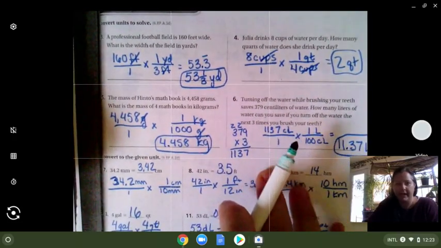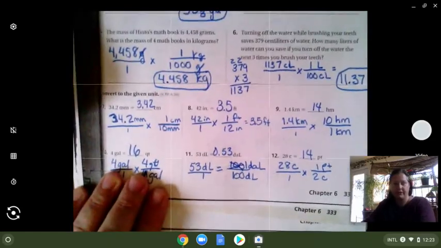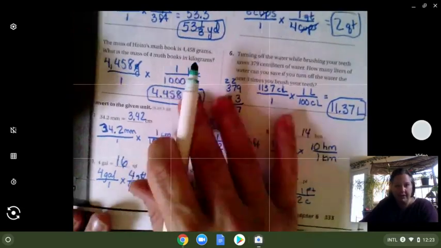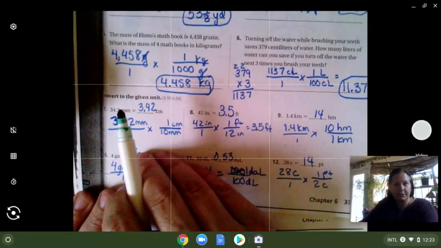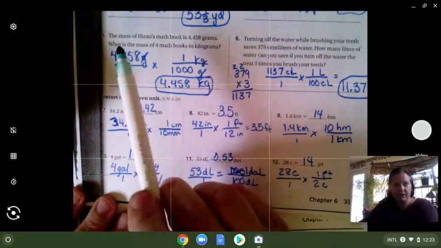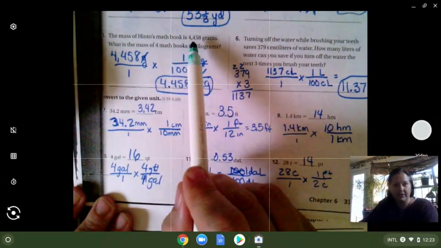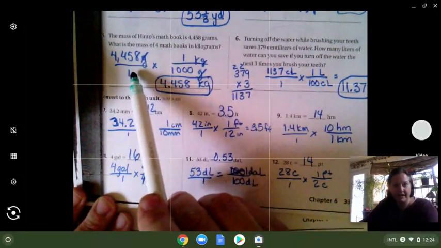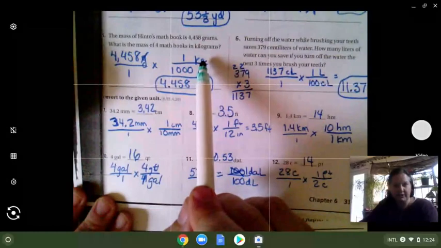Then we have the mass of Hinto's math book is 4,458 grams. What is the mass of 4 math books in kilograms? Well, I did not do this properly. I'm still going to need to multiply this times 4. So the mass of Hinto's math book is 4,458 grams. So we started with that. Let's turn it into kilograms. We got to get rid of grams and turn it into kilograms.